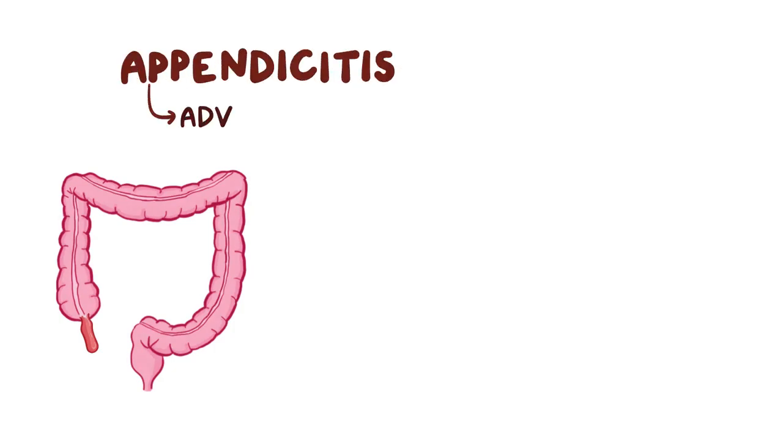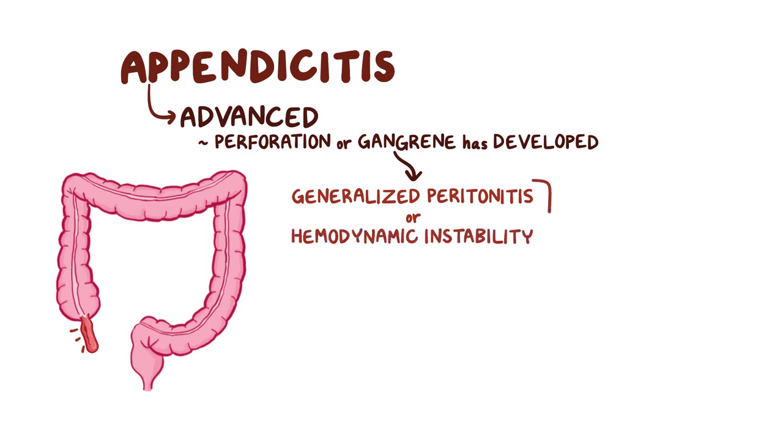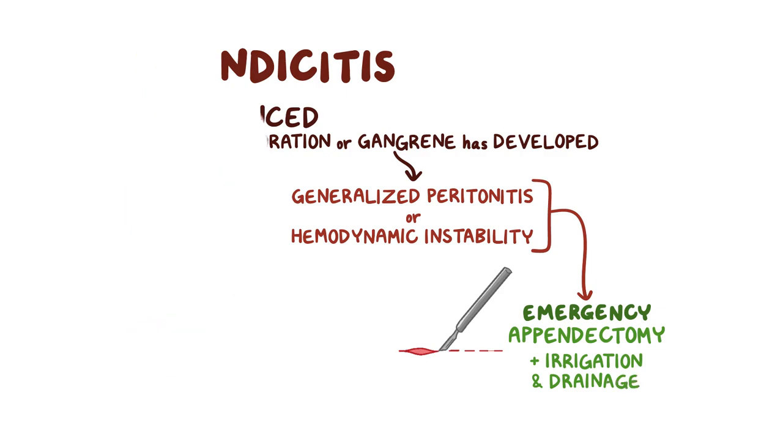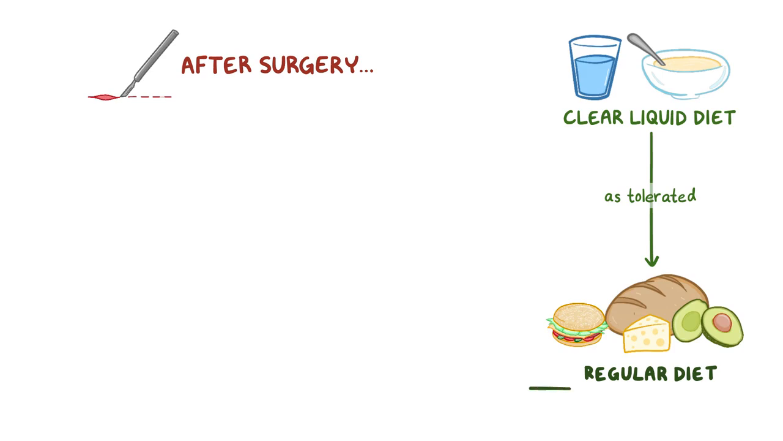Appendicitis is considered advanced when perforation or gangrene has developed. Individuals with unstable perforated appendicitis, meaning it's caused generalized peritonitis or hemodynamic instability, require emergency appendectomy, as well as irrigation and drainage of the peritoneal cavity. After surgery, individuals might be started on a clear liquid diet and advanced as tolerated to a regular diet, and might be discharged once they tolerate a regular diet and are afebrile.